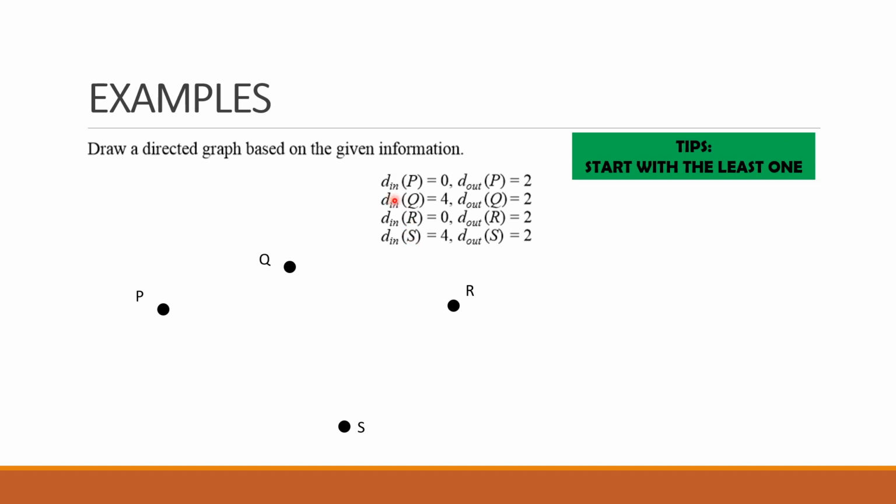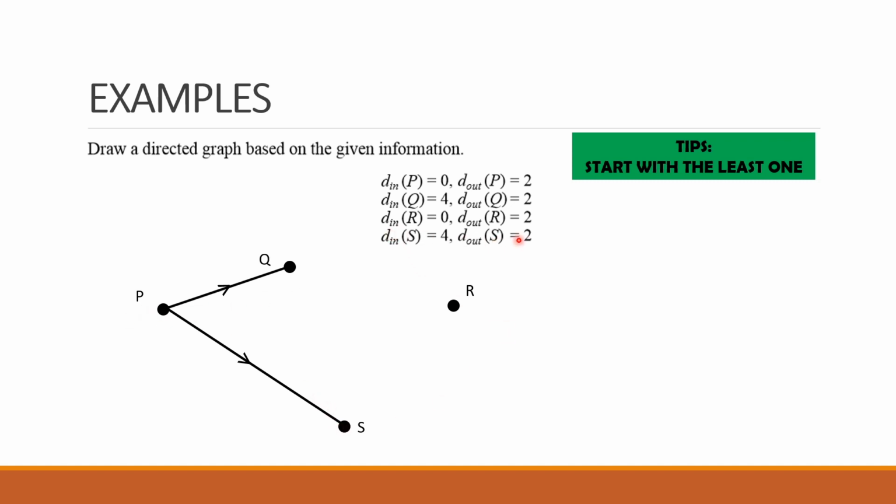In the question here, D in P is 0, meaning there are no edges going into P. D out P is equal to 2, meaning we want 2 edges going out from P. So I would do P going to Q, P going to S. Why didn't I do P going to R? Because D in for R is 0, so for point R there are also no edges coming in. So I cannot do PR. I can just do P going to Q and P going to S.